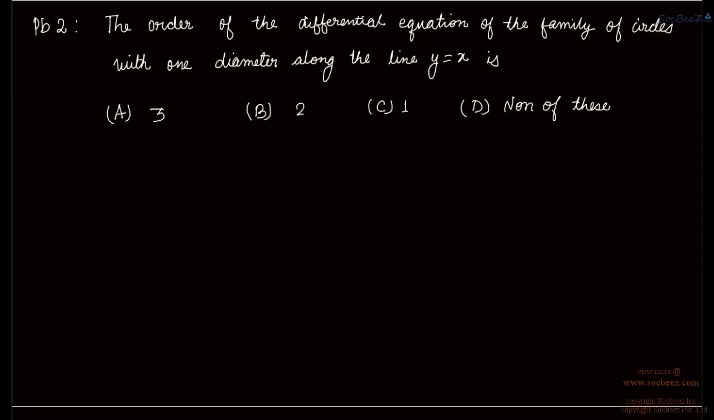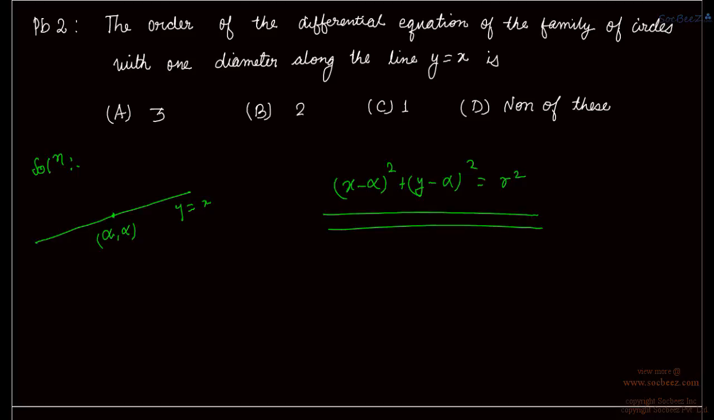Now we have problem number 2. The order of a differential equation of the family of circles with one diameter along the line y = x. So the family of circles has a diameter along the line y = x. So we can say that the center lies on this line. So we have the coordinates of the center as, say, (alpha, alpha). So we can write the equation of a circle as (x − alpha)² + (y − alpha)² = r². If we see this equation, we have two independent parameters, that is alpha and r.